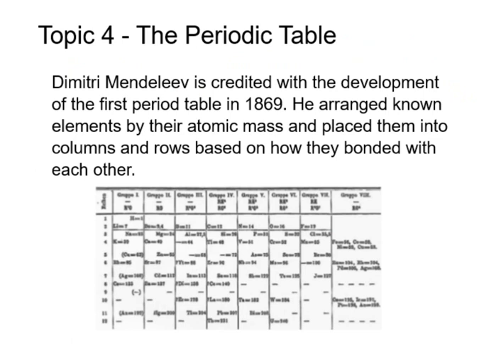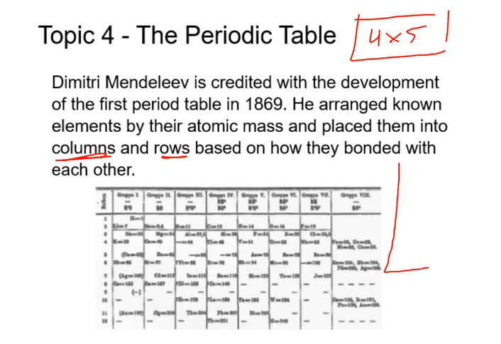What he did is he arranged all of the known elements and put them into columns and rows. My goal today, one of my many goals, is to explain how these columns and rows work, what the logic was to his table. When he made his table, he could have made it a 4 by 5 table, or he could have made it 2 by 10. 4 by 5 would be 20, and 2 by 10 would also be 20. I need to try to explain to you why we have our table in the pattern we did.